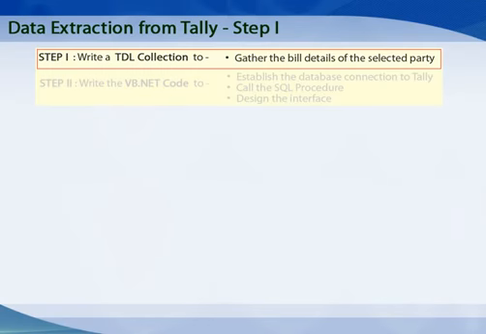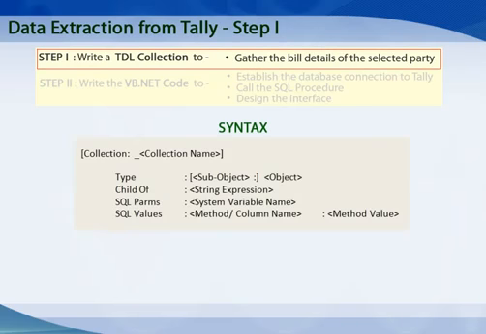The first step is to write a TDL collection to gather all the required bill details pertaining to the party specified in the third-party application. The syntax for writing the collection to be exposed as an SQL procedure is as follows. The collection attribute SQL Forms gets the parameter from the external source, and SQL Values sets the appropriate values to the columns in the table being returned.